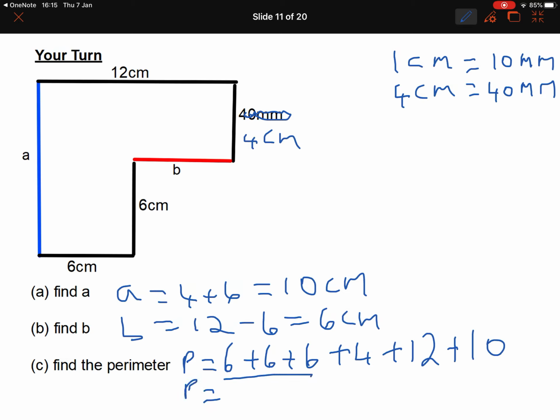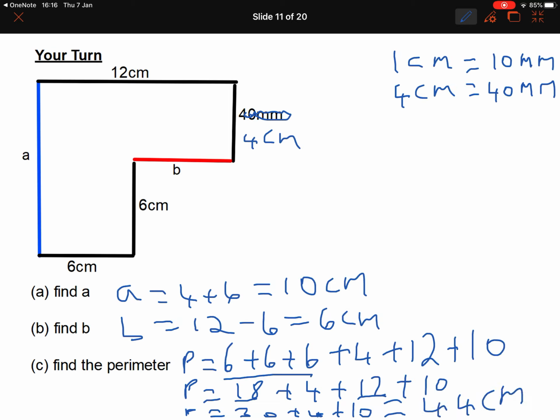Right, so I know that 3 sixes are 18, so that's going to give us 18 plus 4 plus 12 plus 10. Okay, so if I add 18 and 12 together, that's going to give us 30. That's 4, by the way. So adding these together then would give us an answer of 44 centimeters, okay?